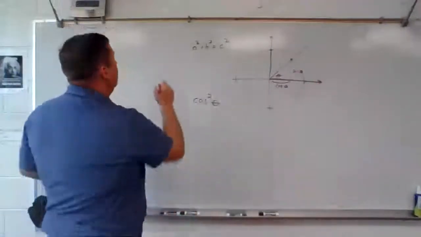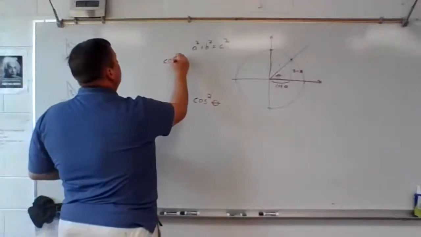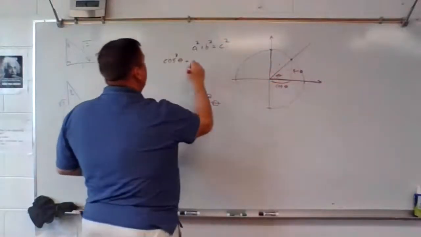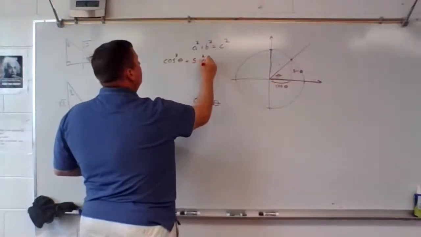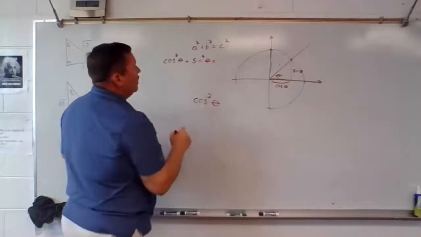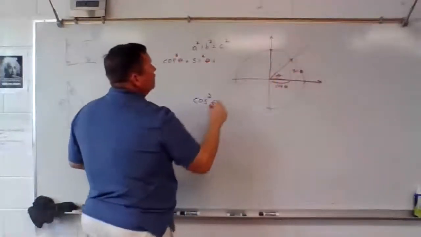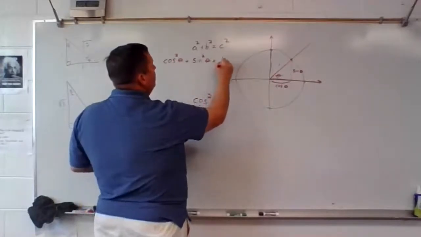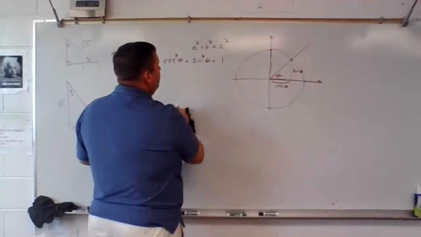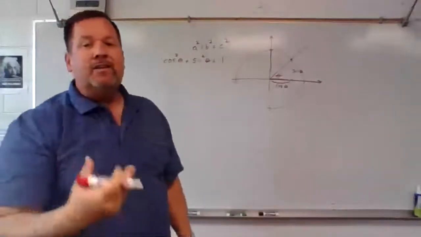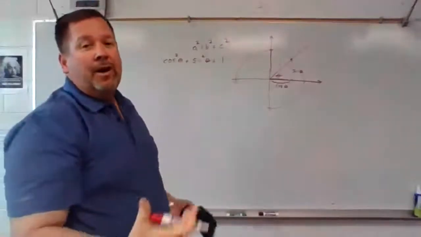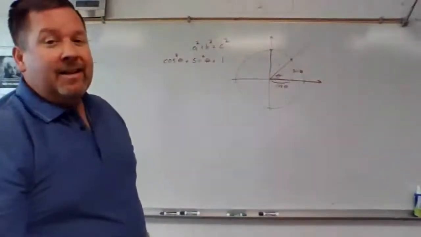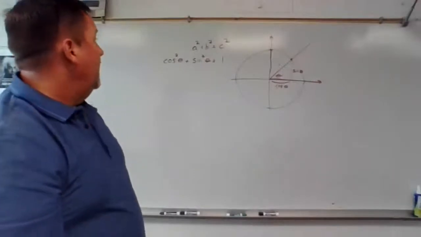So let's go back up here. Cosine squared theta plus this side squared, sine squared theta equals c squared, but see, the hypotenuse is length 1. This is a unit circle, and 1 squared is 1. So for any angle, this is going to be true. If I take the cosine and square it, if I take the sine and square it and add them together, I'm always going to get 1. That's an important identity that's going to help us to solve some problems.